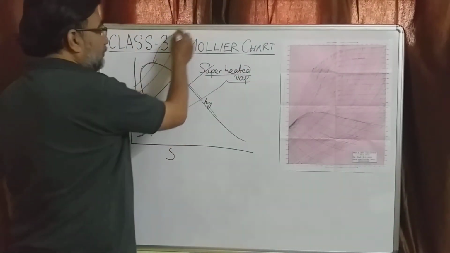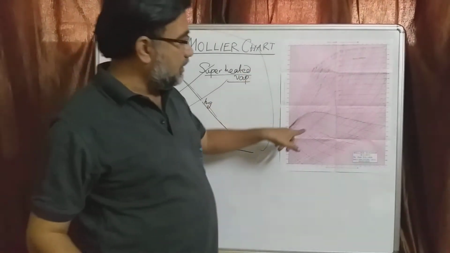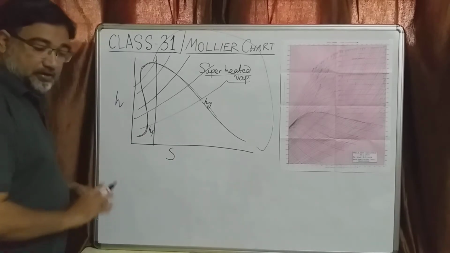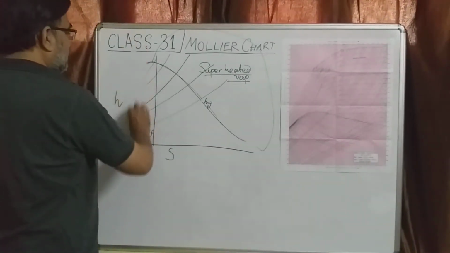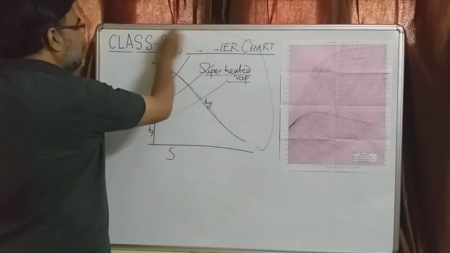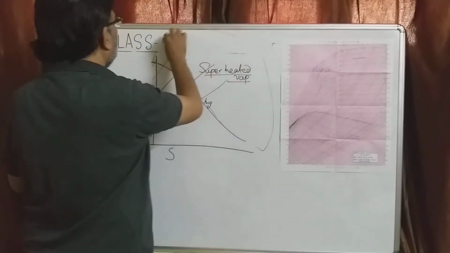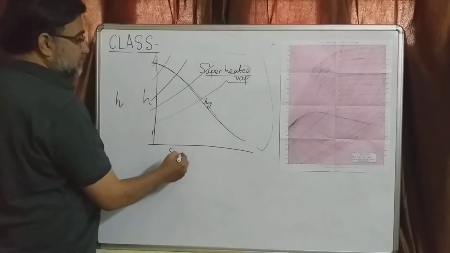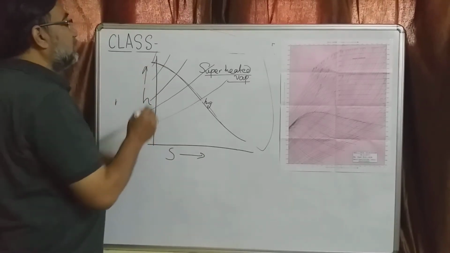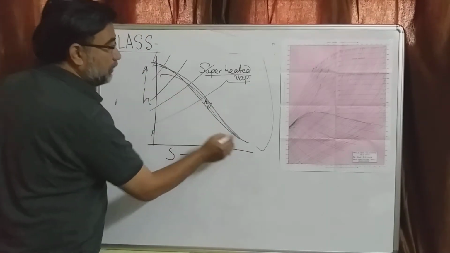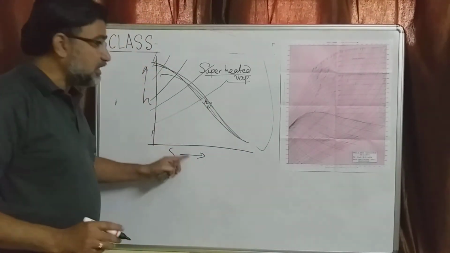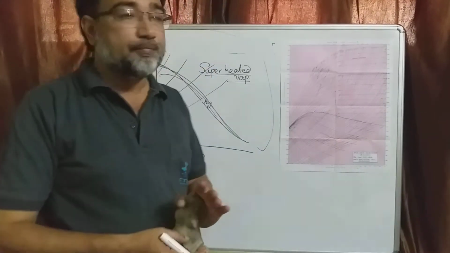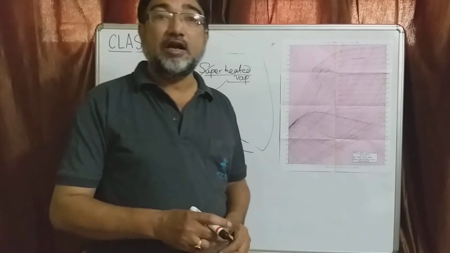For the superheated zone, therefore, you have this Mollier chart. Because we want to show the superheated region more prominently, in the HS diagram, if I take the H here and S here in this direction, enthalpy and entropy, then this line is the saturated vapor line. The Mollier diagram is nothing but your HS diagram, where the superheated region is more prominently shown.